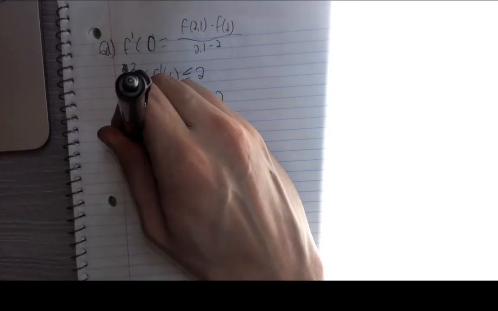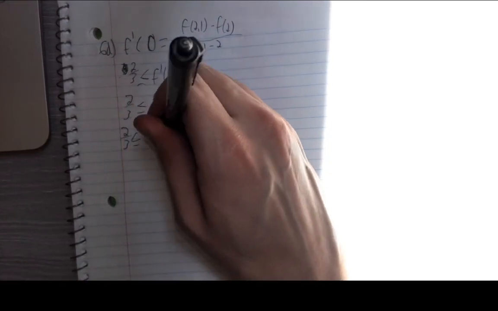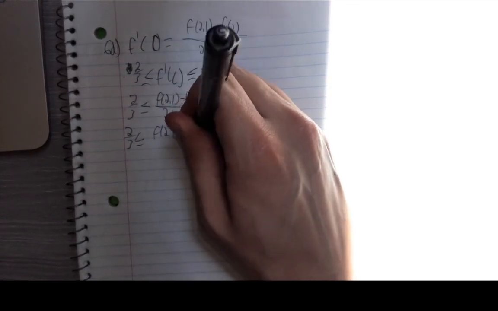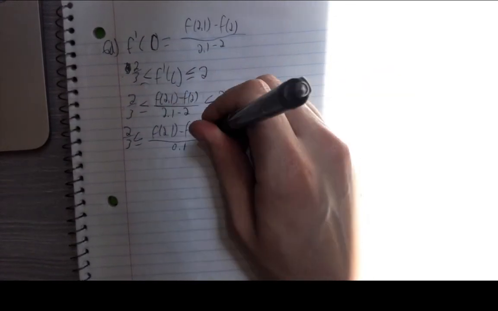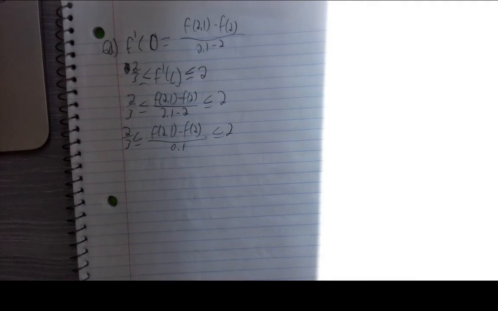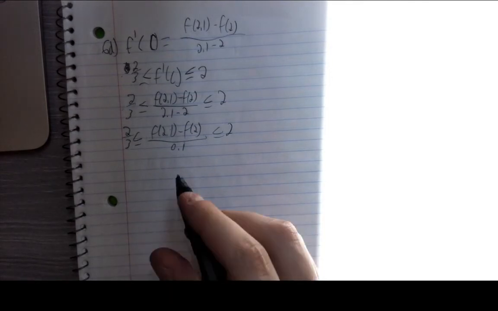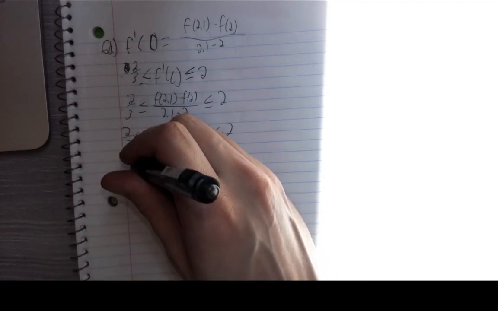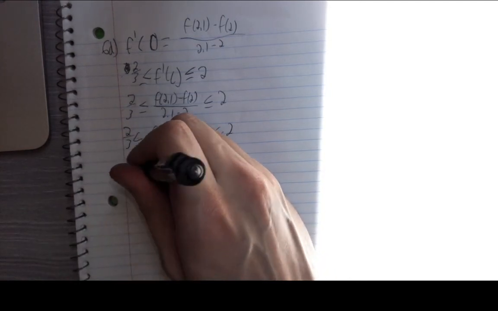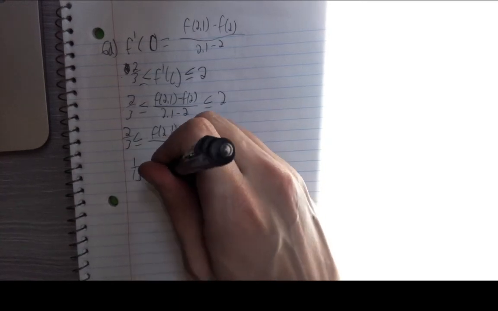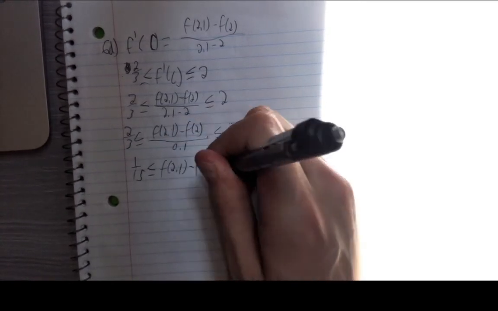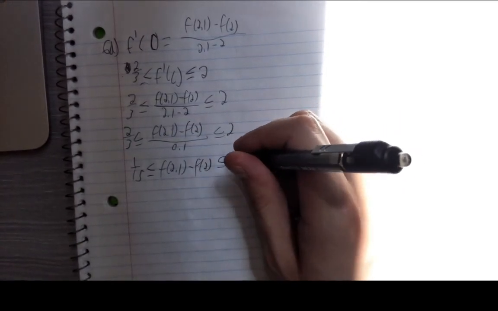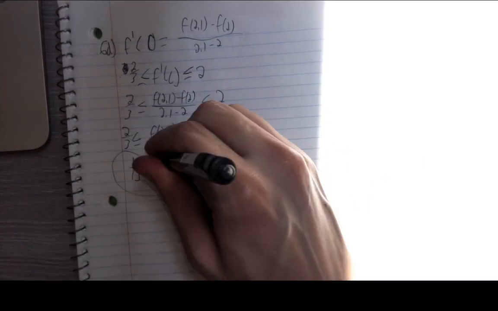This step I probably should have done earlier. Just makes our lives a little bit easier. 2.1 minus 2 is 0.1. And then I can multiply everything by 0.1 to get rid of that fraction, which leaves me 1/15 is less than or equal to f of 2.1 minus f of 2, which is less than or equal to 1/5. And that's what the question asked us to prove.